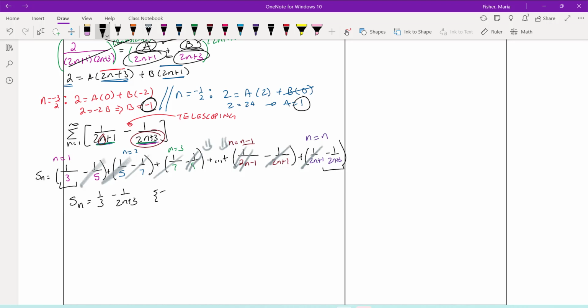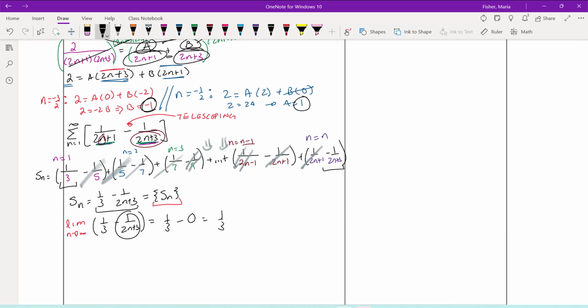So this is the sequence of partial sums. How do I determine if the sequence of partial sums converges or diverges? Well, for a sequence, we have to take the limit as n goes to infinity of that sequence. So we say the limit as n goes to infinity of 1 over 3 minus 1 over 2n plus 3. Well, that's going to equal 1/3 minus 0, or 1/3.